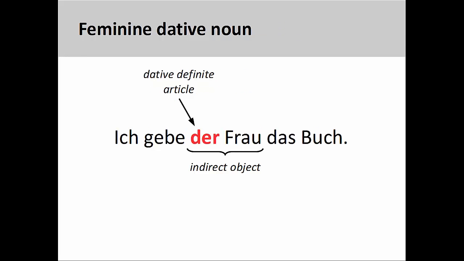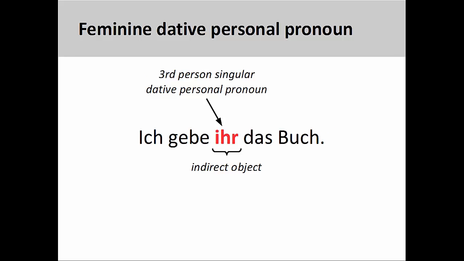If I were to use a feminine noun in the sentence, such as Ich gebe der Frau das Buch, I give the book to the woman, the indirect object der Frau would be replaced by the third-person singular dative personal pronoun ihr. Note that the final letter r in ihr matches the final letter in the definite article der.